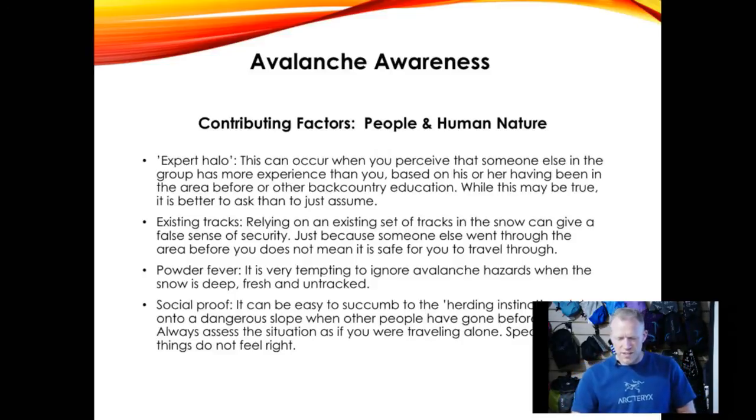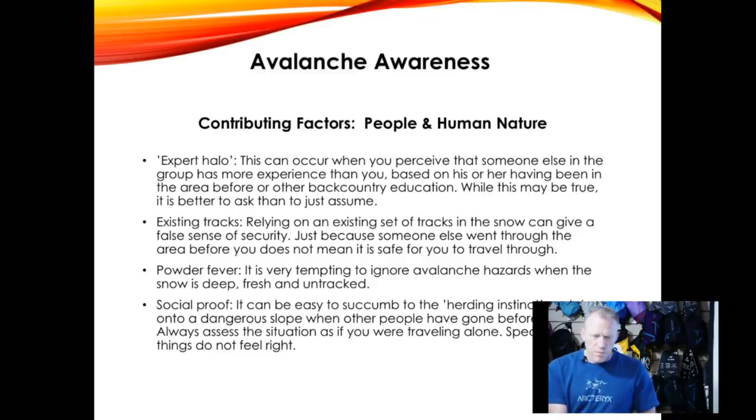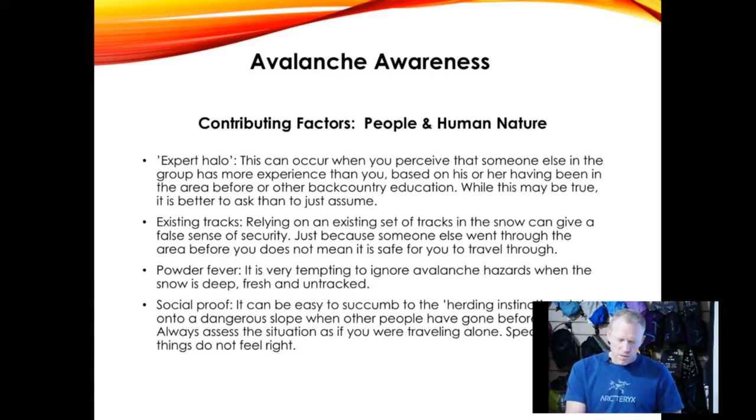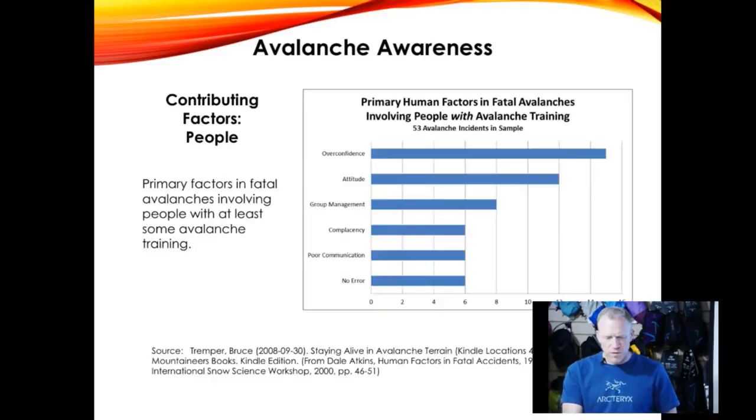A few more. Existing tracks. An existing set of tracks can give you a false sense of security. That does not mean that the area is now safe, just because someone at one time did make it through there safely. It's very tempting to look at a slope you'd like to ski, and even though it's avalanche terrain, just take the chance anyway. And again, it's easy to succumb to groupthink, so don't do that. Think for yourself.